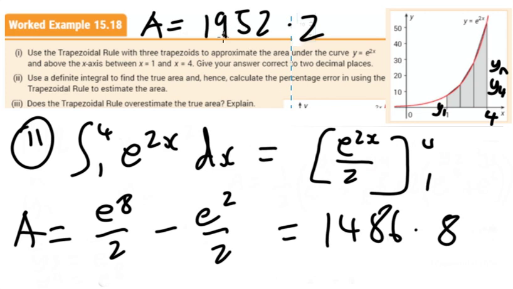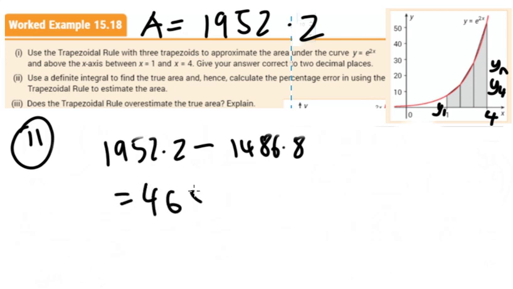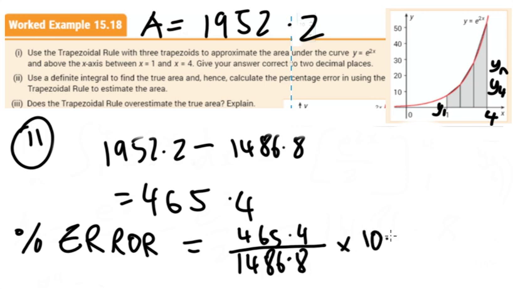You'll see it's actually quite a big difference between the actual area and the estimation area. And you'll see that the trapezoidal rule area is actually bigger than this. So for the percentage error, all you're doing is taking 1486 from 1952.2, which will give us 465.4. And then the percentage error is going to be this over the actual area, which we know is from integration, so this here. So our percentage error is 31.3%.